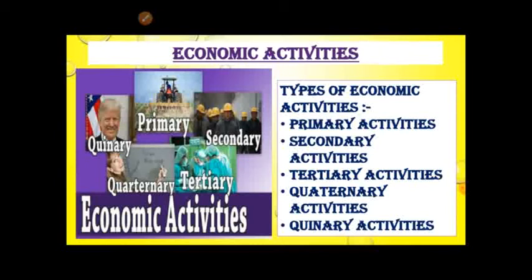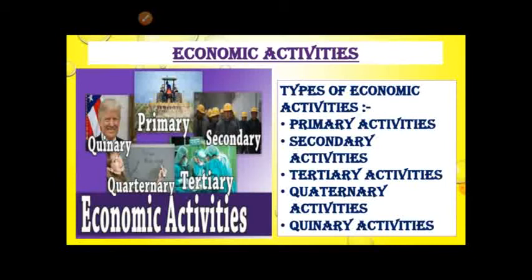Primary activities. Primary activities pertain to the extraction of raw materials from the Earth's surface. For example, food gathering, hunting, fishing, mining, agriculture, etc. Secondary activities. Secondary activities transform raw materials into finished goods. For example, iron and steel industries, automobile manufacturing, etc.